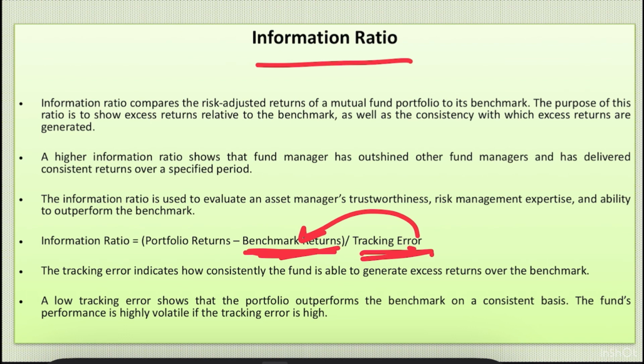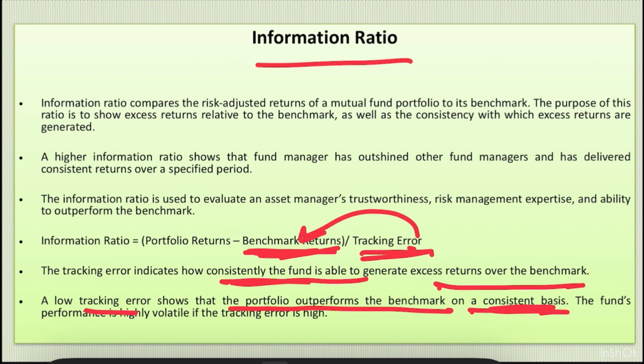So the tracking error indicates how consistent the fund is being able to generate excess return over the benchmark. Understood? Now, if I have low tracking error, what does this mean? There was minimum deviations, right? And the portfolio has outperformed the benchmark on a consistent basis. We're taking into account the consistency. Next, if we have the portfolio that has high volatility, the tracking error will be more, right?